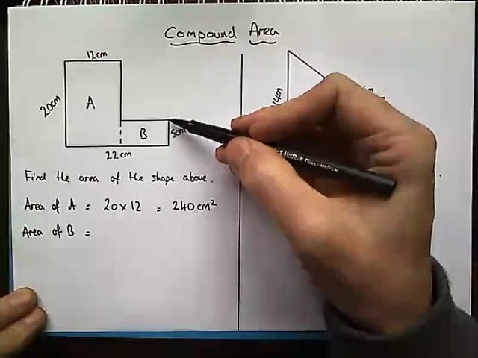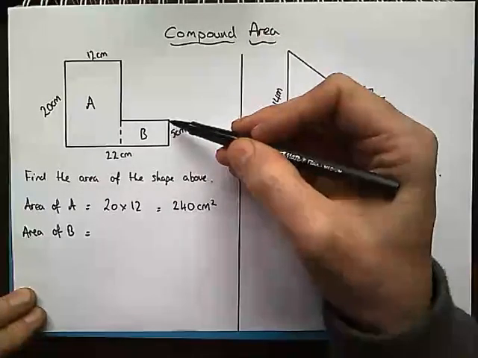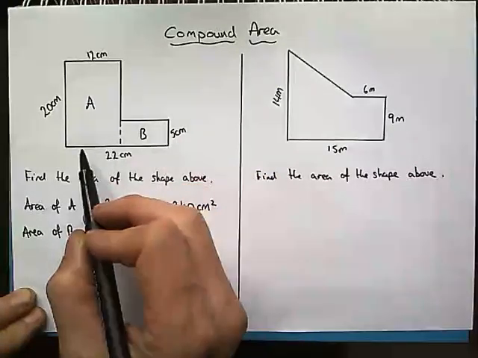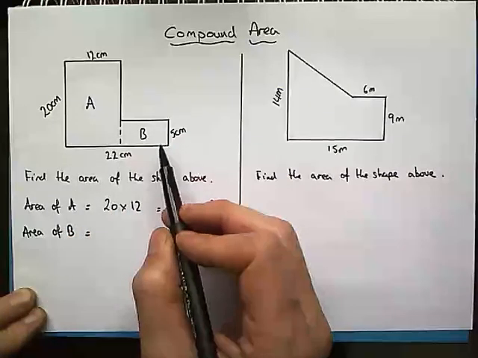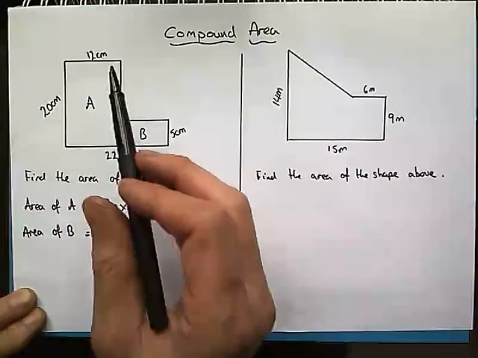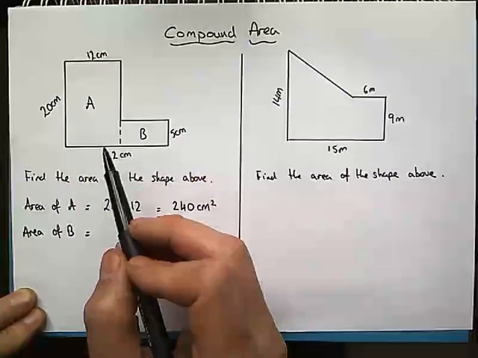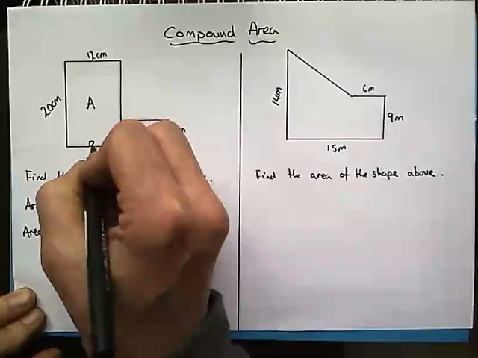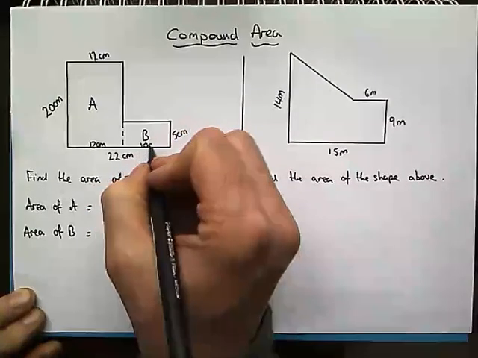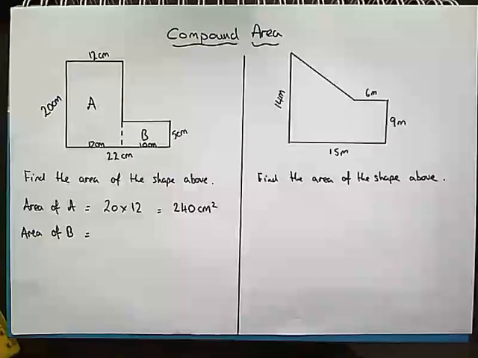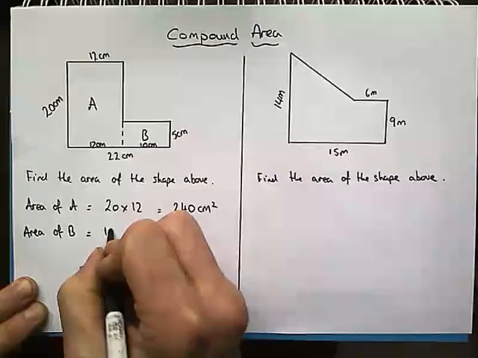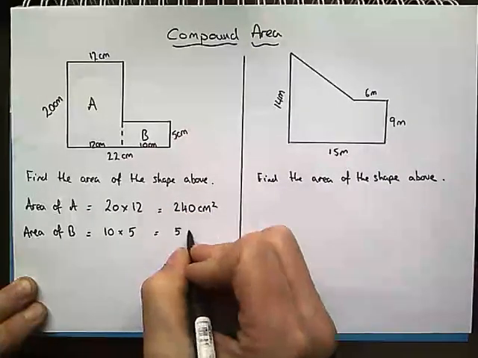We have one length of 5 centimetres, but we don't have the other length. So what we need to do is use the lengths that they've given us. They've told me this whole length is 22, but this bit up here is 12. Now we know that in rectangles, opposite side lengths are the same. This must be 12 centimetres as well. Therefore this bit along here must be 10 centimetres. So now we can work out the area of the rectangle because we have the other dimension. So it's 10 times 5, which equals 50 centimetres squared.